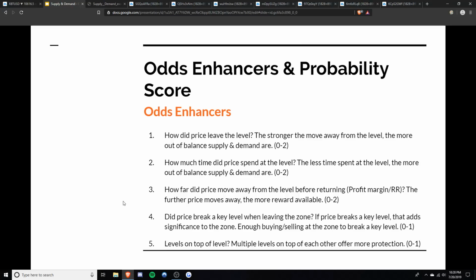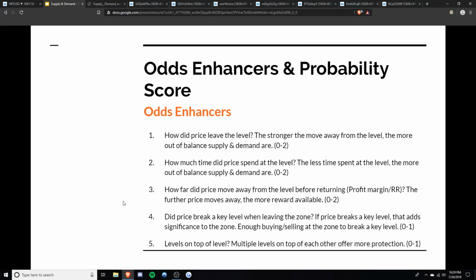Did price break a key level when leaving the zone? If price breaks a key level, that adds significance to the zone, because there was enough buying and selling at that zone to break a key level. So it's 0 or 1, 0 meaning it did not break a key level, 1 meaning it did. This is something I found that really helps your odds in finding which zones are significant and which ones you want to trade from.